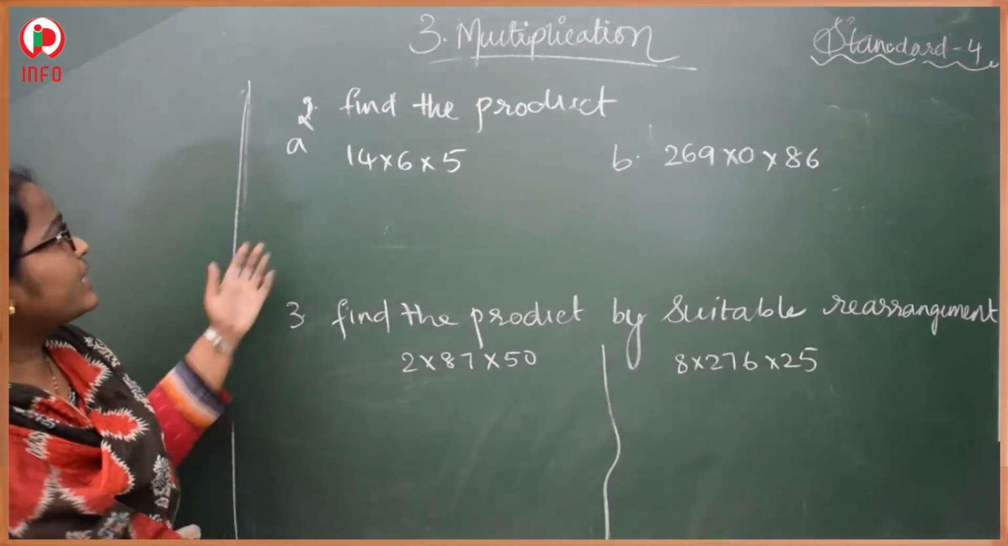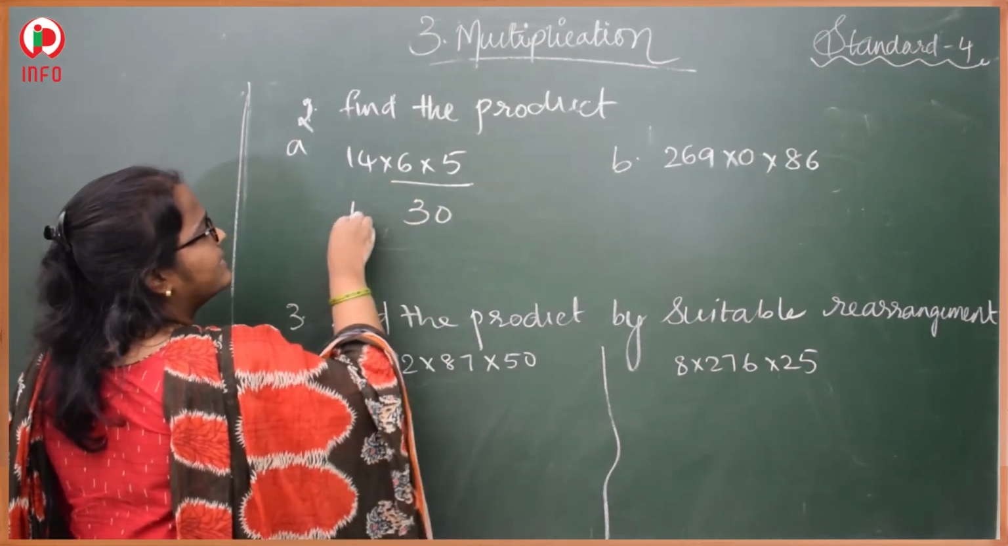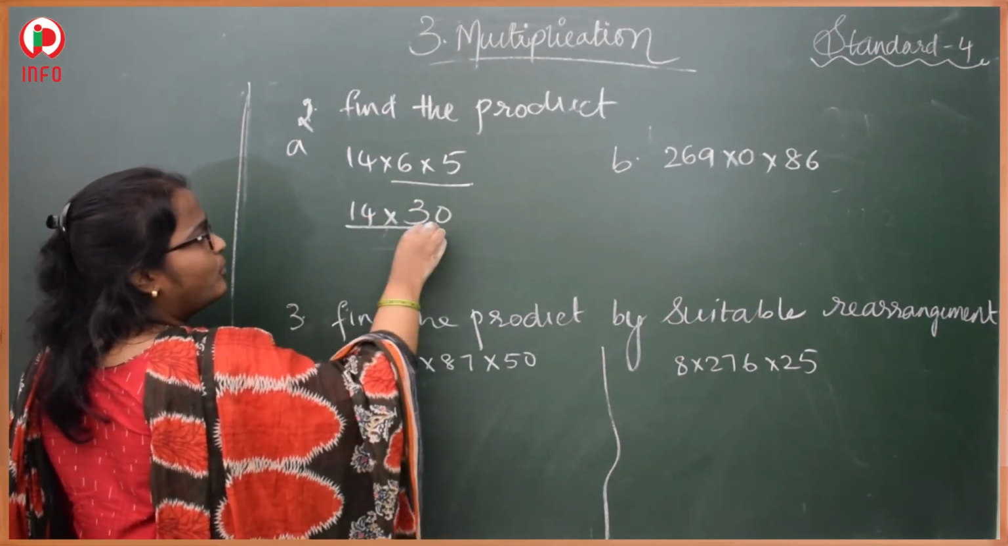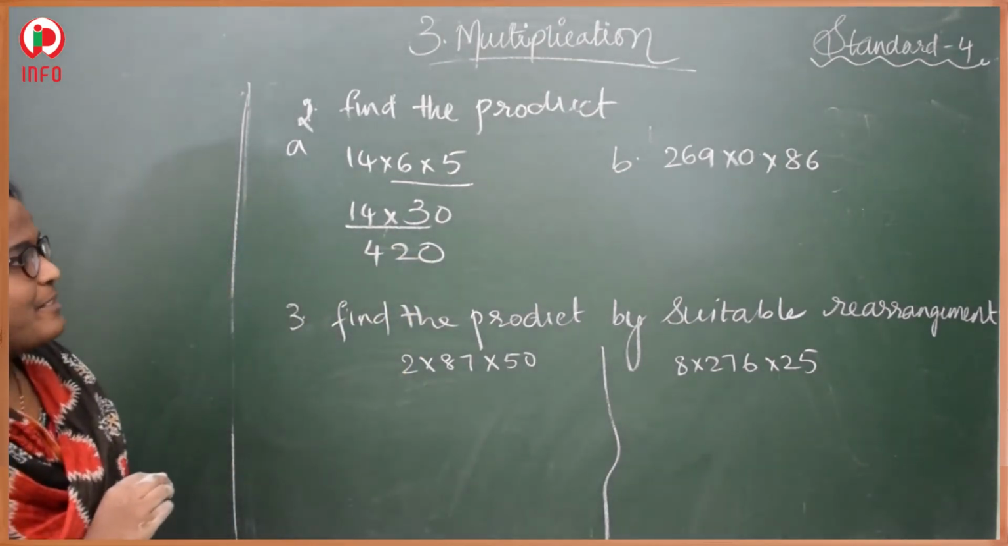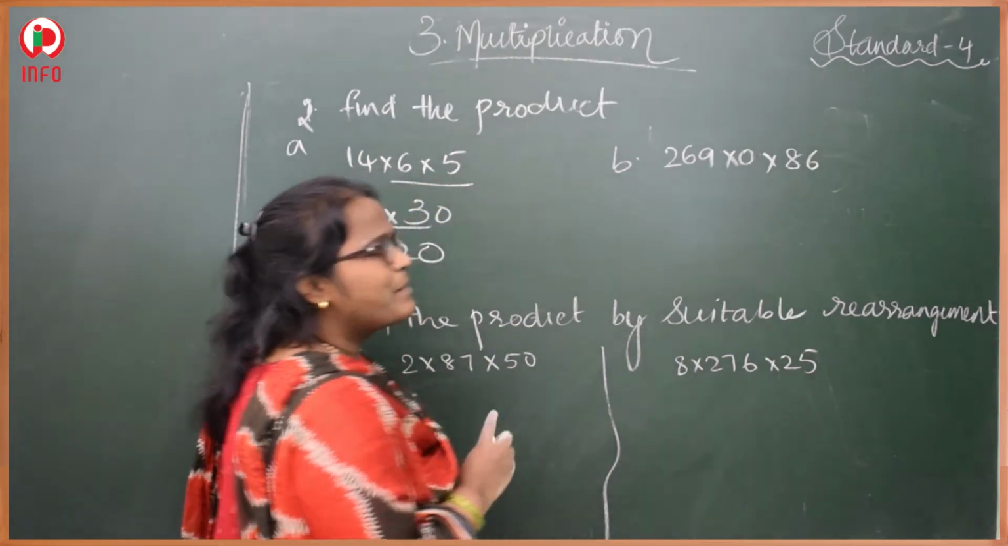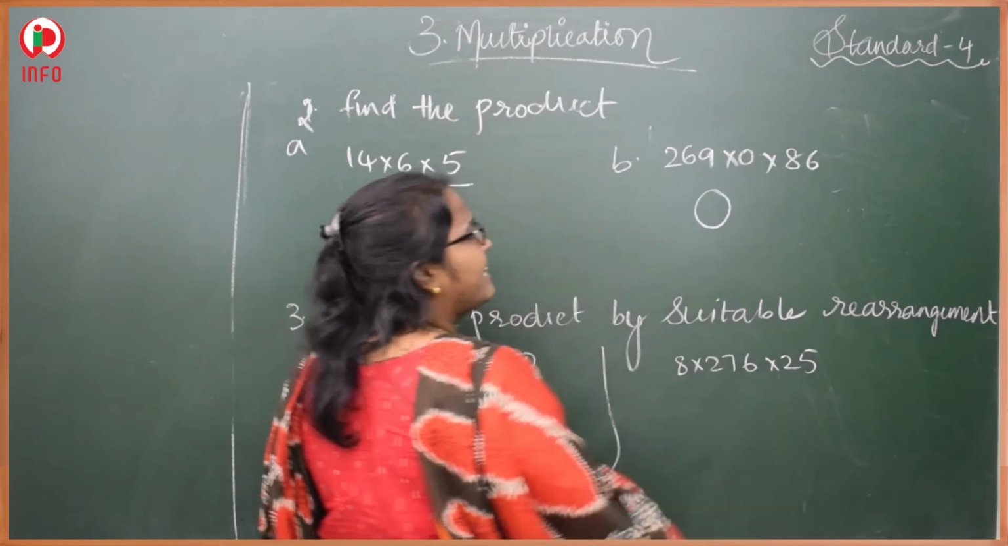Understood, guys? Yes. Next one, find the product. So I will multiply this. 36 5s are 30, so we should multiply only 3 4s are 12. Okay, children, it is easier. Next again. Any number multiplied with 0, the answer is 0. So the answer is 0 itself.